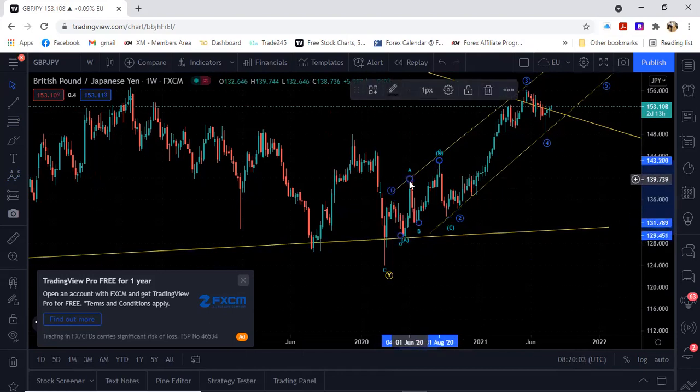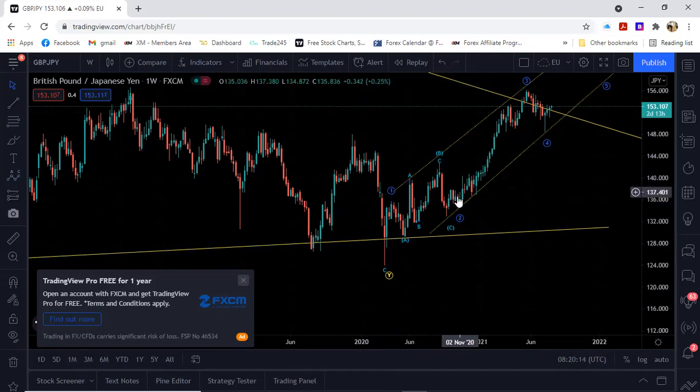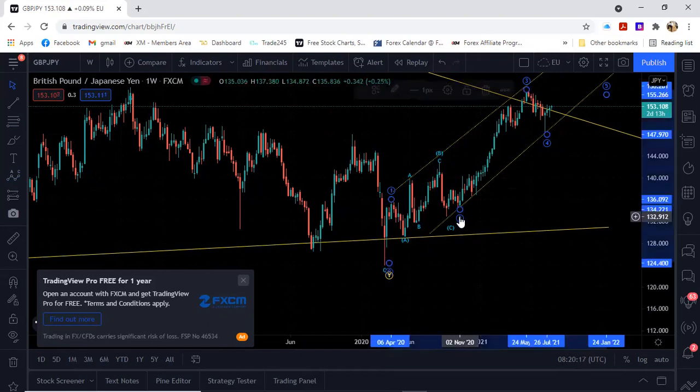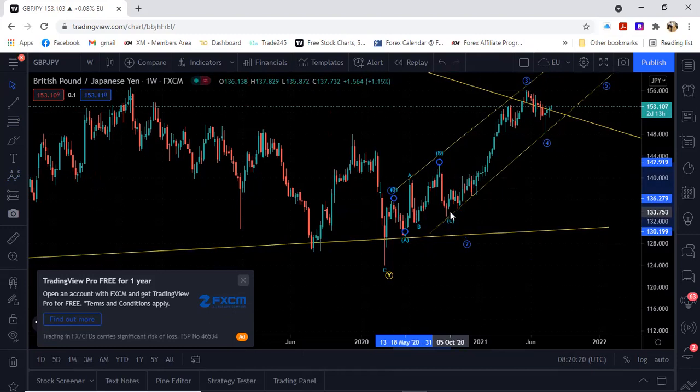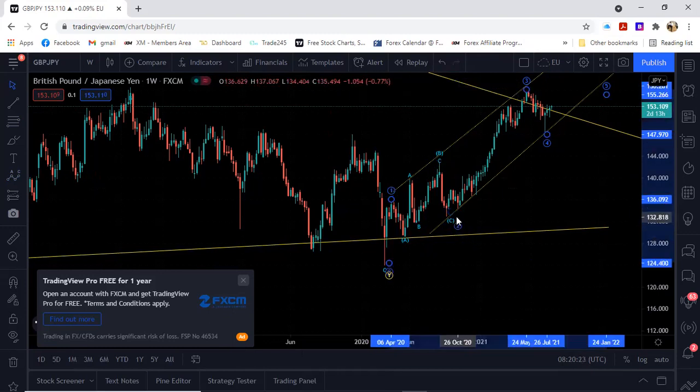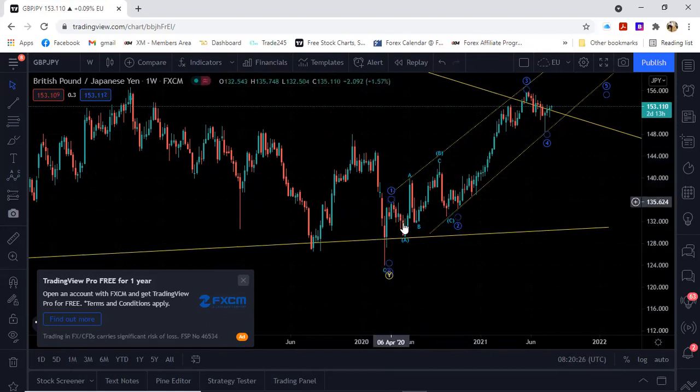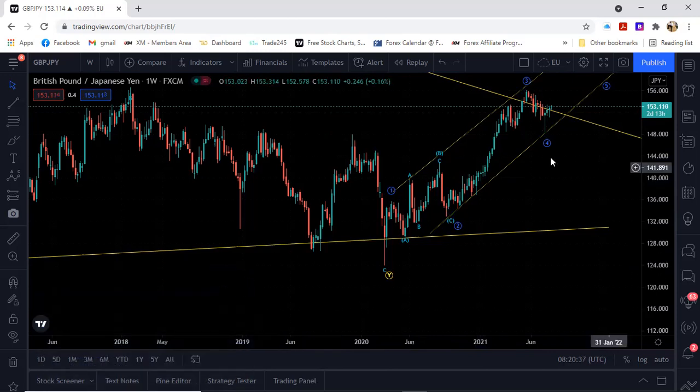For this A, then we got that A is, then B, then C, to give you that B, and then you have C to give you this 2. So now the bigger move is A, B, C. That was the correction. Then we are out, right? And then we saw that there was a rejection here, and it's also following the principle of Elliott waves, whereby wave 4 must not take out the previous high of wave 1.